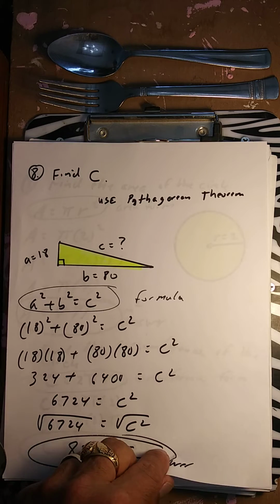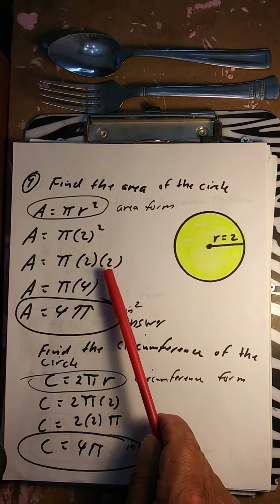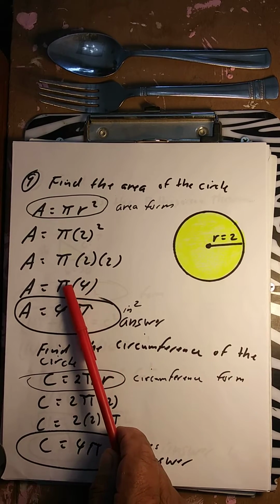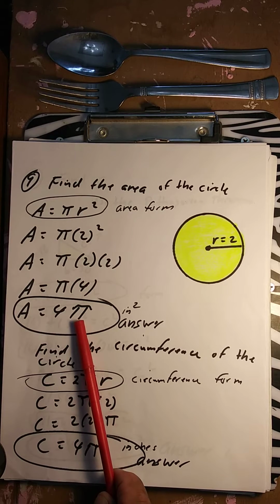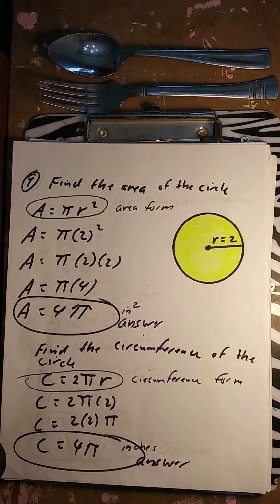For this right triangle, find the area of the circle. There's a formula: A equals pi r squared. We know that r is 2, so substitute it in there. 2 times 2 is 4, and 4 times pi is 4 pi. So that's 4 pi inches squared for the area of that circle.